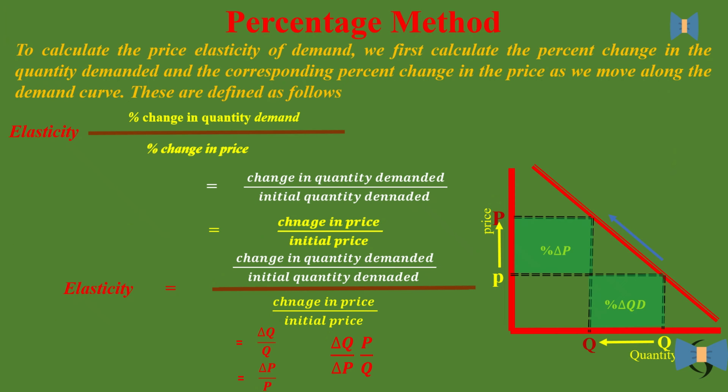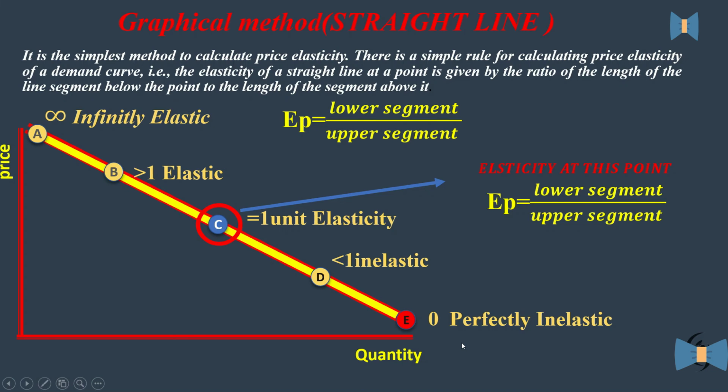In the percentage method, we already learned this: percentage change in quantity demanded divided by percentage change in price. By using this equation, we will get this formula: delta Q divided by delta P, multiplied by P by Q. The other method is the graphical method. It is the simplest method to calculate price elasticity.